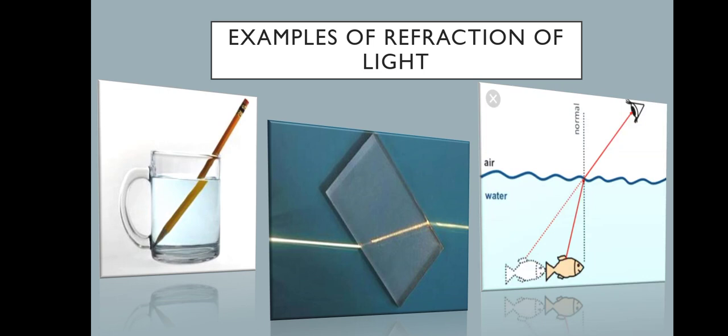Here is another example. You can see the two mediums, air and water. A normal is drawn. The depth of the fish is different due to the difference in mediums, the difference of density in the two mediums. The actual position of the fish is different from its apparent position. That is due to the refraction of light rays coming from the water.